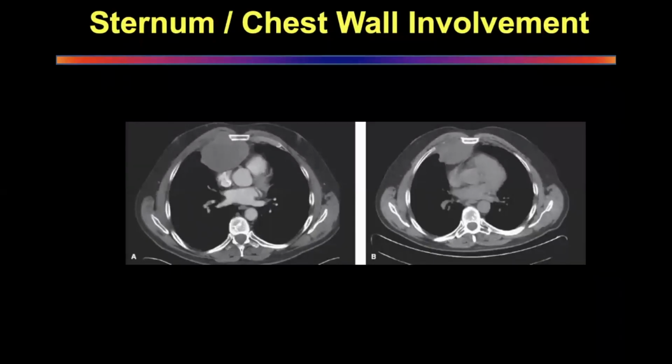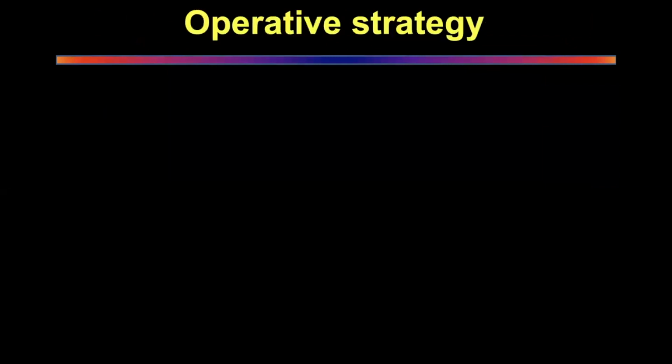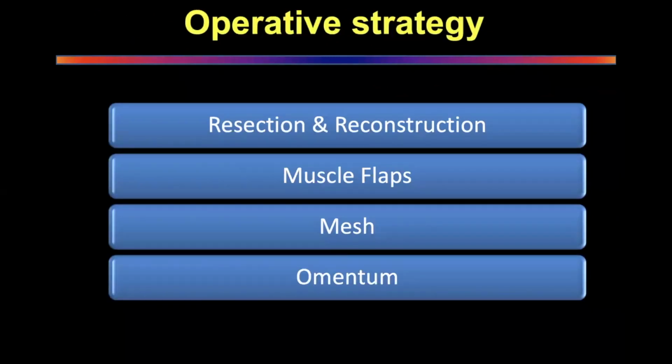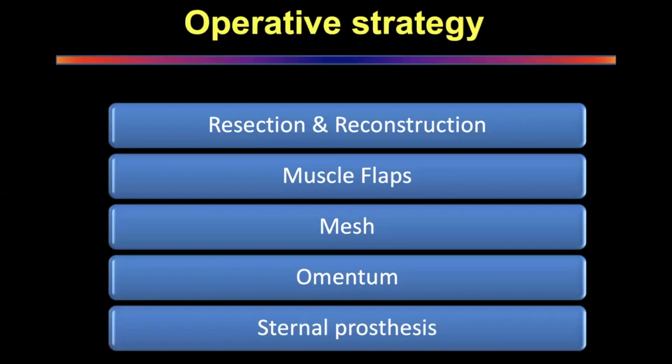What about sternum and chest wall involvement? Sternum and chest wall involvement is definitely an indication. You must resect the chest wall. You must reconstruct the chest wall. You can do a sternectomy. You can do a chest wall resection. That's a whole chapter by itself, and I can talk about it at a later stage, where I can talk about how to reconstruct the chest wall.